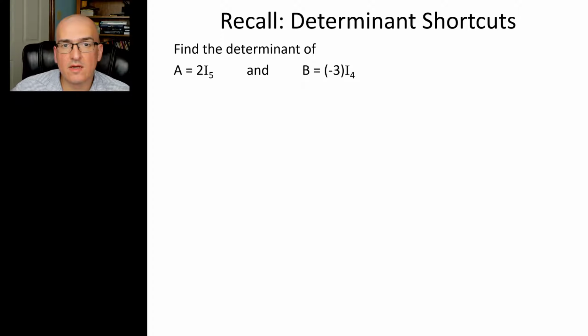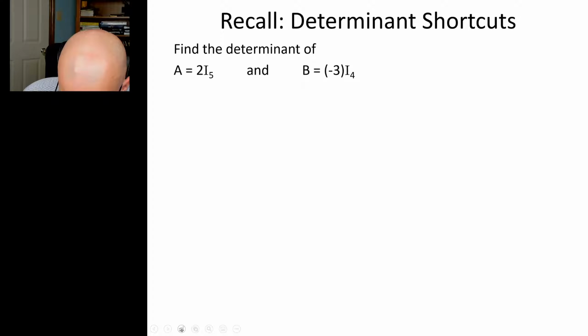Hi guys, welcome back. In this video we continue the discussion of determinants, and I'll remind you about some examples that were done in the previous set of videos, including these ones, where we're asked to find the determinant of a constant or a scalar multiplied by an identity matrix of a certain size.